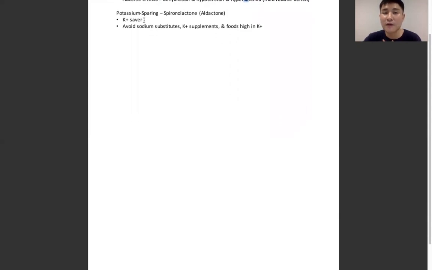Okay, now let's move on to potassium sparing. Potassium sparing is another class of blood pressure medication, but it's also a subset of the diuretic class. So potassium sparing is completely opposite of potassium wasting. Potassium sparing is also a diuretic medication.